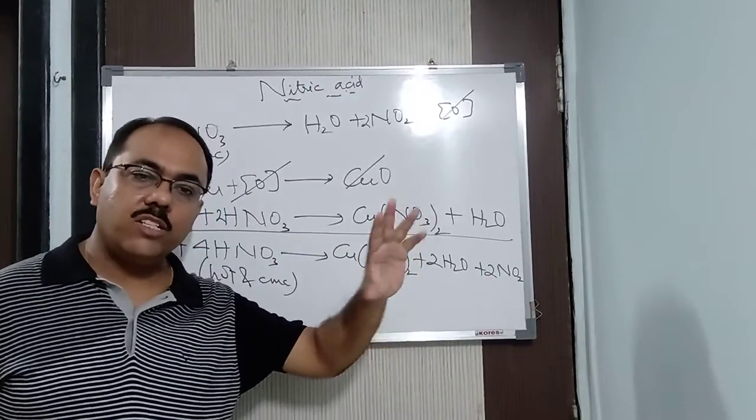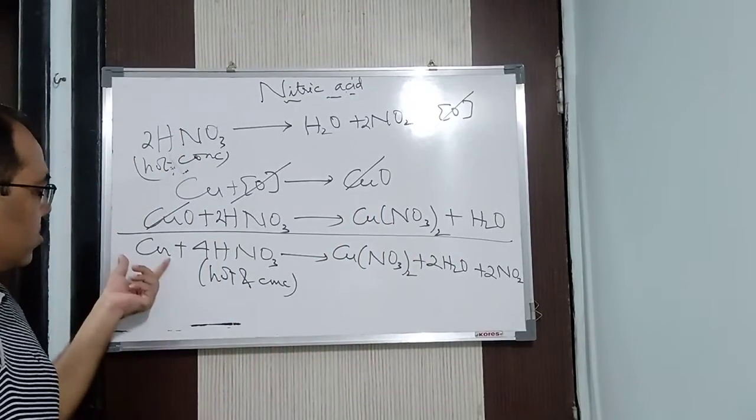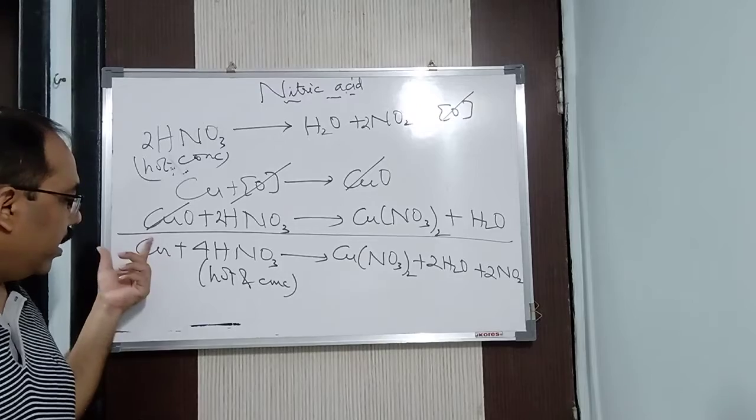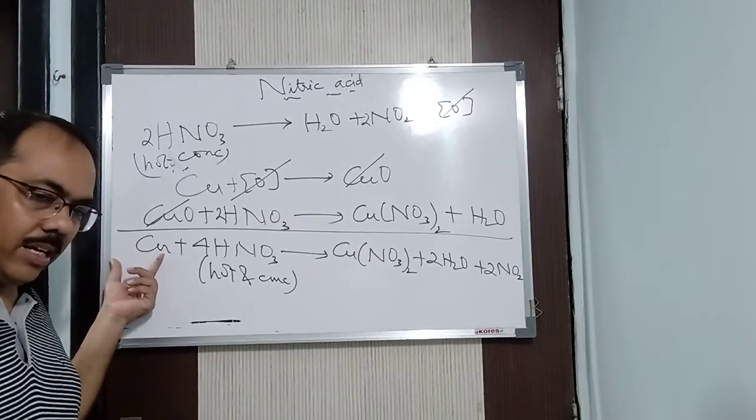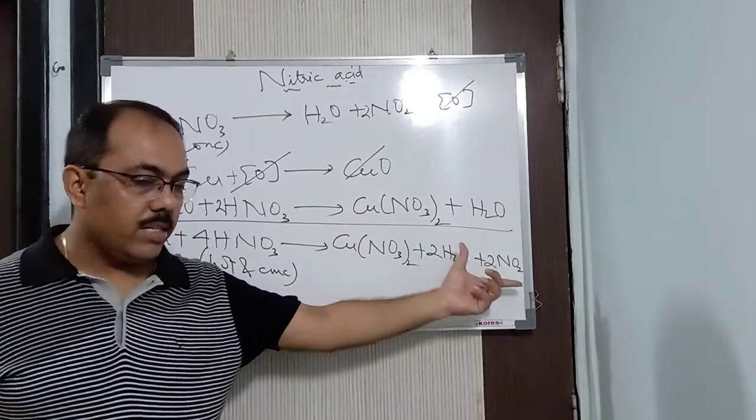But with iron the reaction will be a little bit different. I will tell you how and why. Understood? So again I repeat, it can be copper, it can be zinc, it can be iron, but iron is a little bit different. I will tell you what that is. Alright, so in this way with hot and concentrated nitric acid we get these reactions.